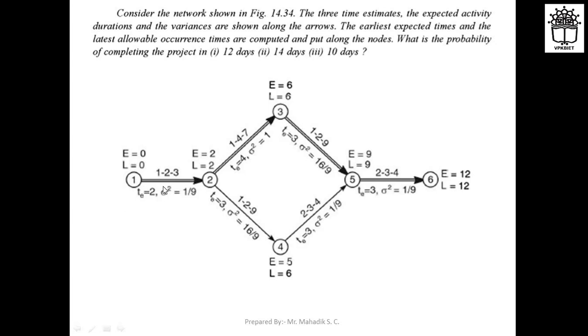That means for this path you can see 1, 2, 3, 5, 6. The project length is given as L equal to 12 at the last, you can see, right? So 2 plus 4 is 6, 6 plus 3 is 9, 9 plus 3 will be 12. So that's why the length will be 12. So the project length is 12.